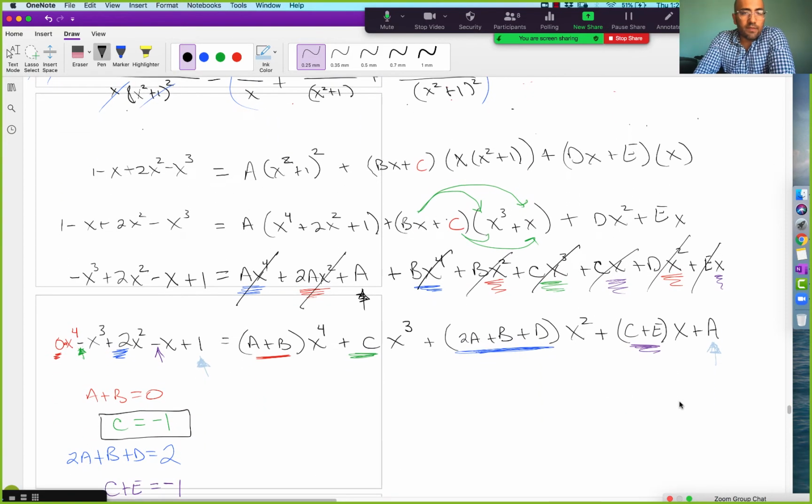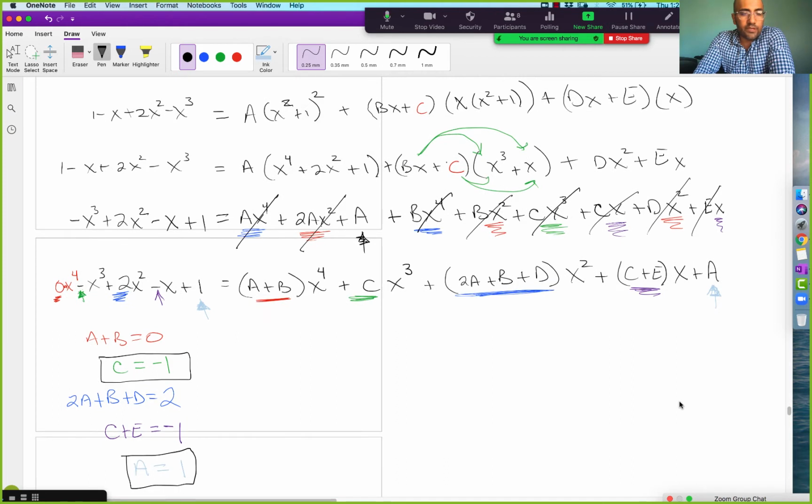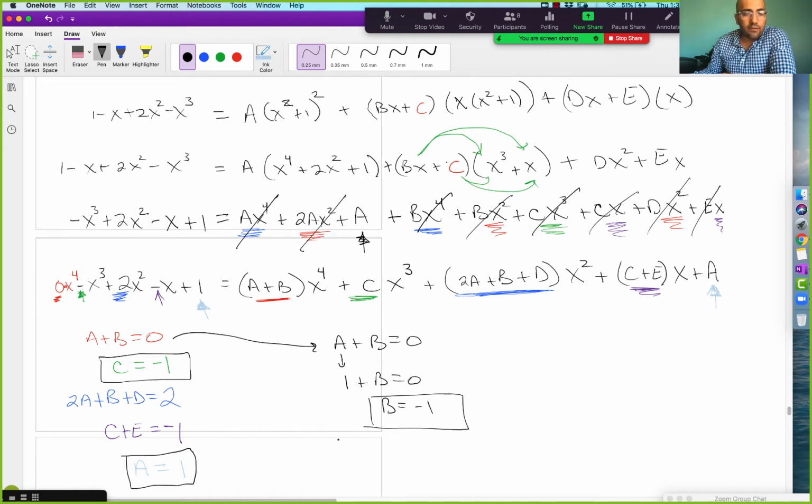All right, so this system is actually pretty easy to solve, since the value of A is right there, a 1. The value of C is just negative 1. And now we can easily find a few of the other ones. Since we know the value of A, we can come over here, grab this guy, and say, well, A plus B is 0, but A was a positive 1, plus B is 0, so B must be equal to negative 1, so that's already 3 down.